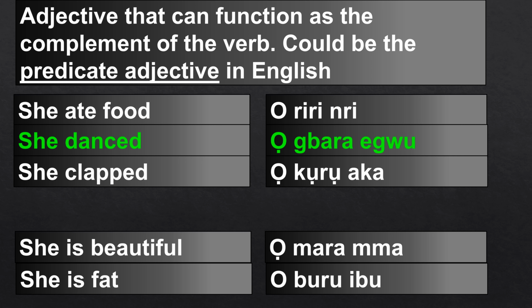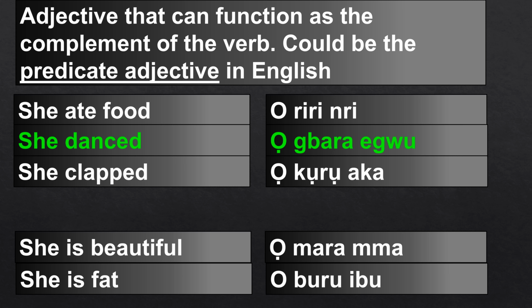Let's take this other example. She danced. Easy in English, she danced without a noun. But in Igbo, there needs to be a noun. So in Igbo, she danced is Obara egu. Egu is the noun. Egu is the noun complement that gives meaning to bara. Bara always requires egu. Without egu, bara won't have meaning. We won't know that you are talking about dance. We won't know what she did.